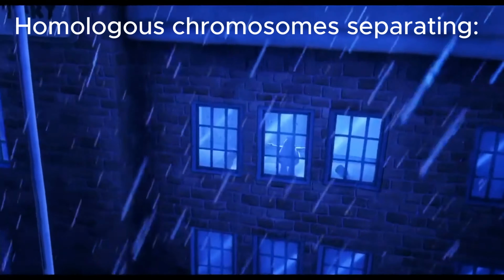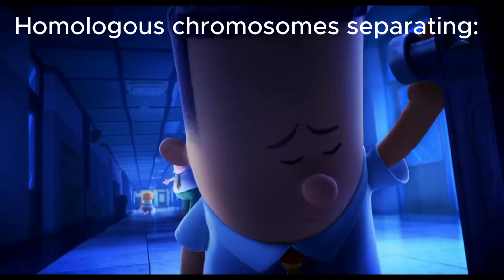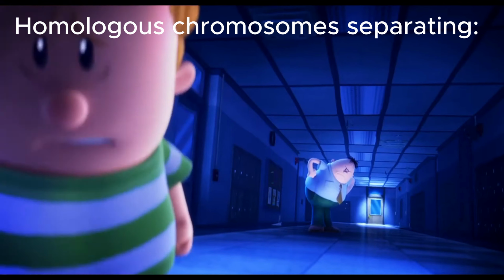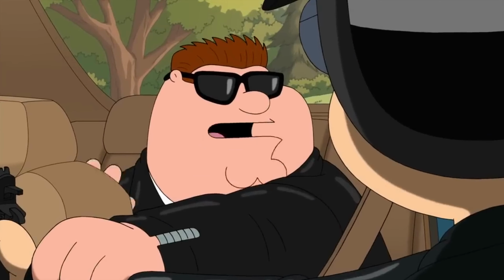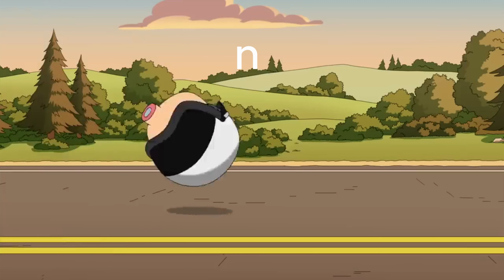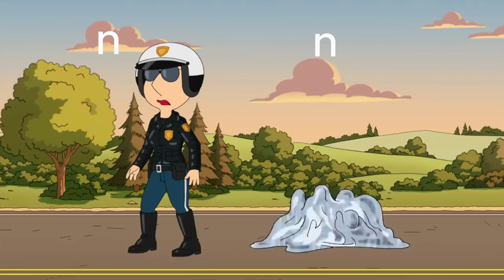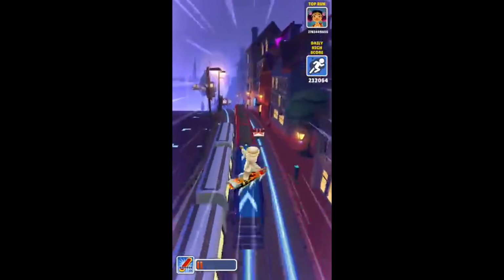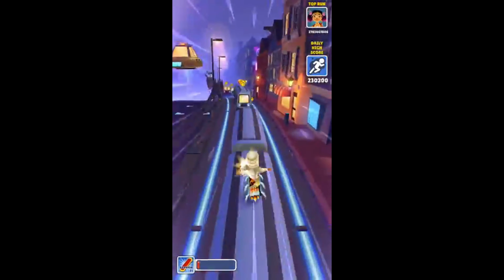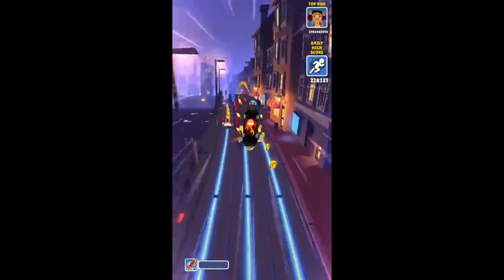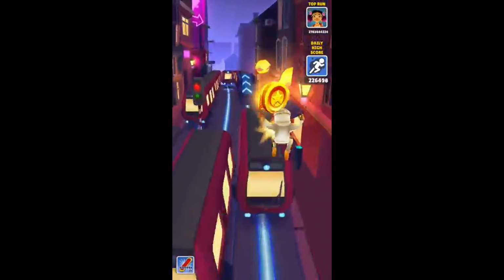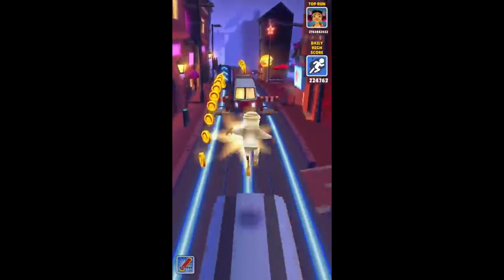In anaphase 1, homologous chromosomes separate and move to opposite poles. In telophase 1 and cytokinesis, two haploid cells form, each with half the original amount of chromosomes. In meiosis 2, you have prophase 2, metaphase 2, anaphase 2, telophase 2, and cytokinesis.